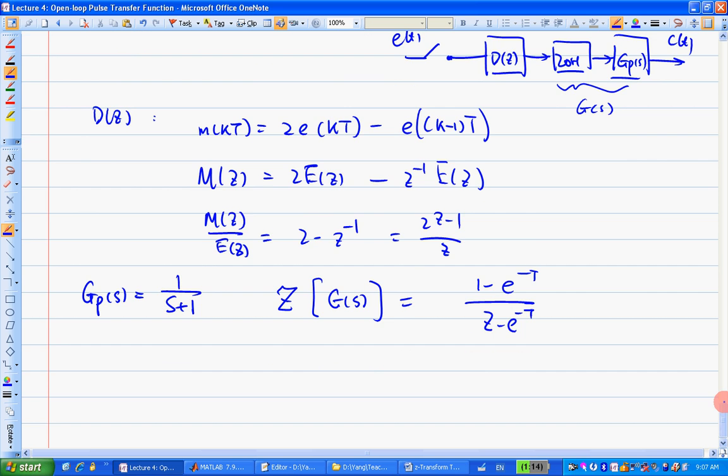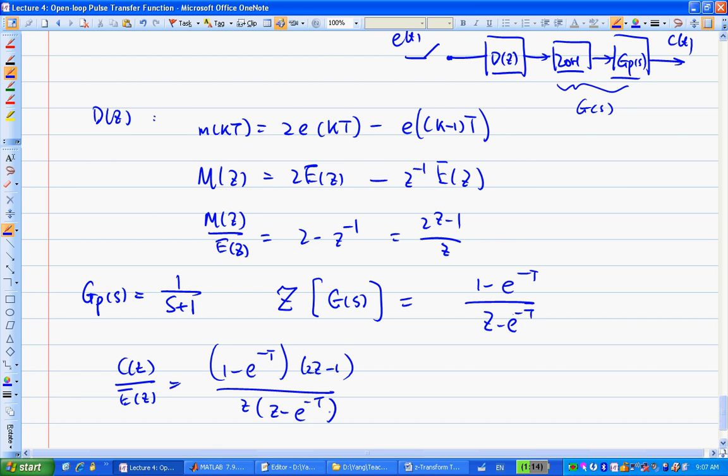So the next step is to multiply this together with that to obtain the open loop pulse transfer function. So your open loop pulse transfer function is this multiplied by this, and that gives us this. That's the hand-calculated pulse transfer function, right?